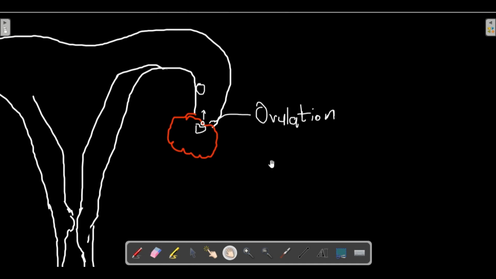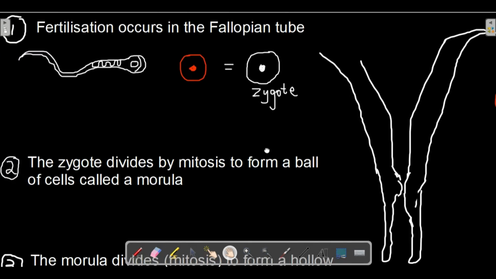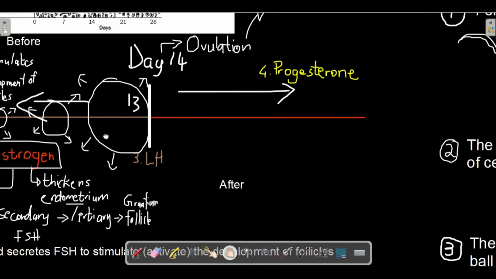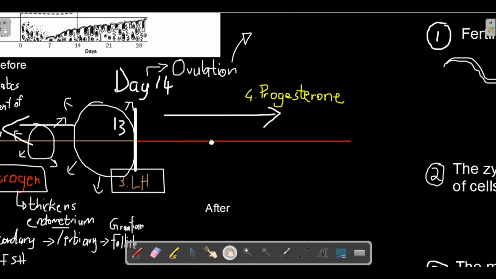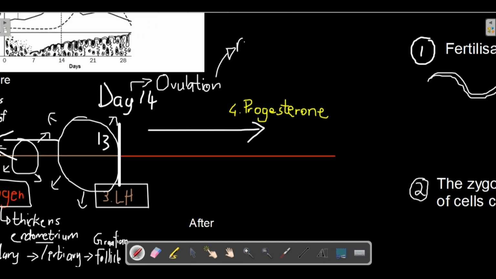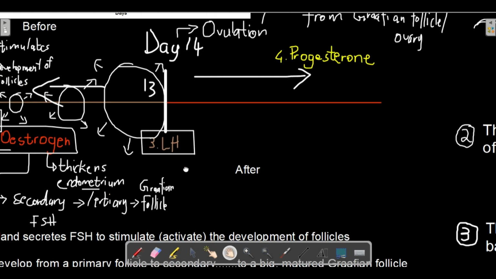And we have a hormone which allows this to occur, which promotes or activates this ovulation. And that hormone is the third hormone, which is called the LH. Okay, so the LH is the one that ensures that ovulation occurs, the release of the egg cell on day 14.